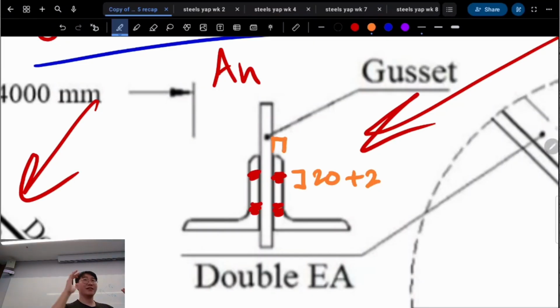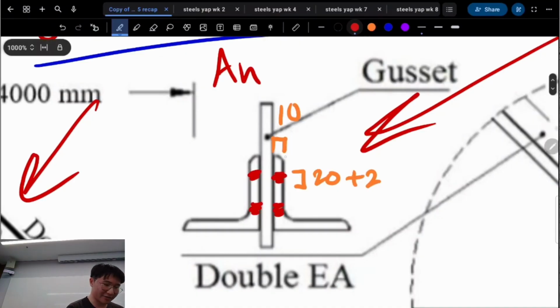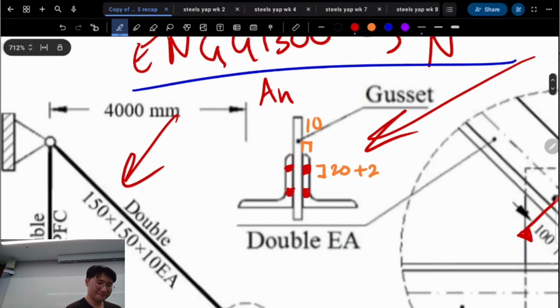In terms of the thickness, does anyone remember the thickness thing we just talked about there? Perfect, 10. So since our equal angle was 10 wide, that entire rectangle is what we're scratching out, right? And we do that 4 times.